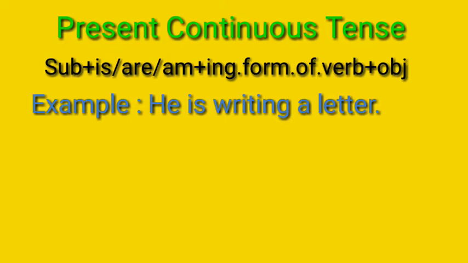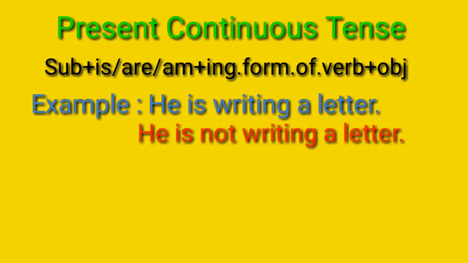Now, let us change this sentence into negative. He is writing a letter. To change one sentence into negative, we must use not to the auxiliary verb. Here is the auxiliary verb. So, we can change this sentence like he is not writing a letter. Okay, then full stop.